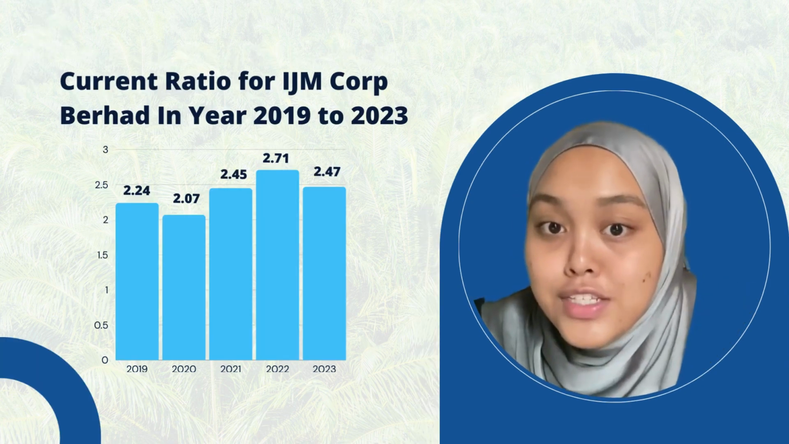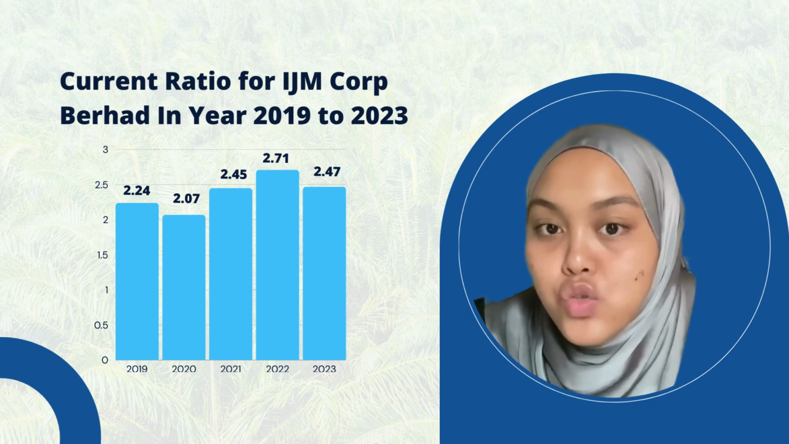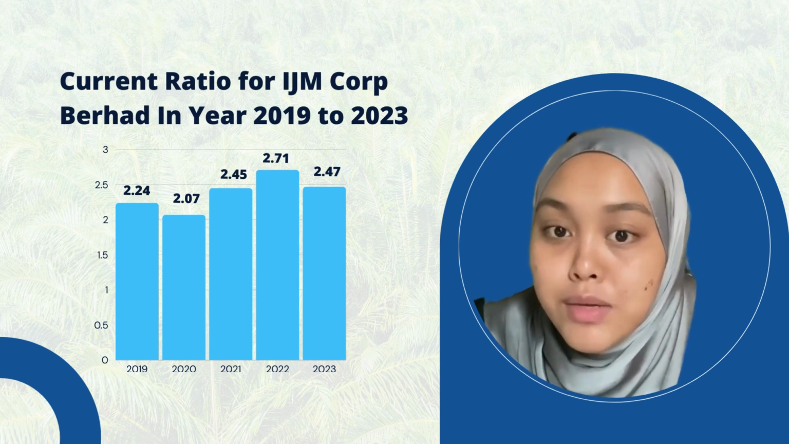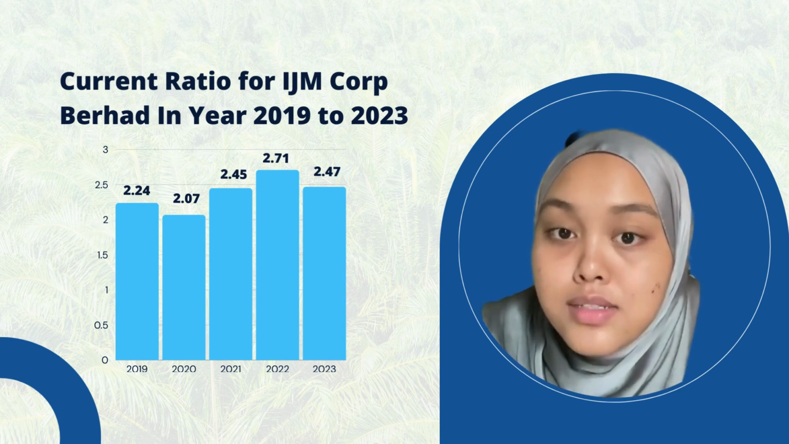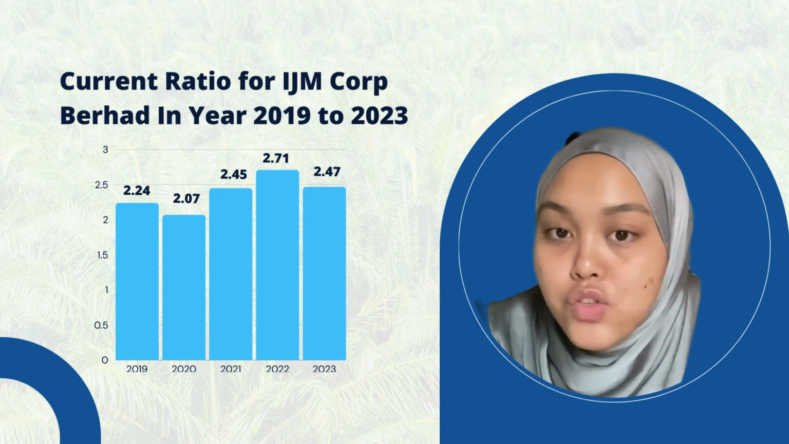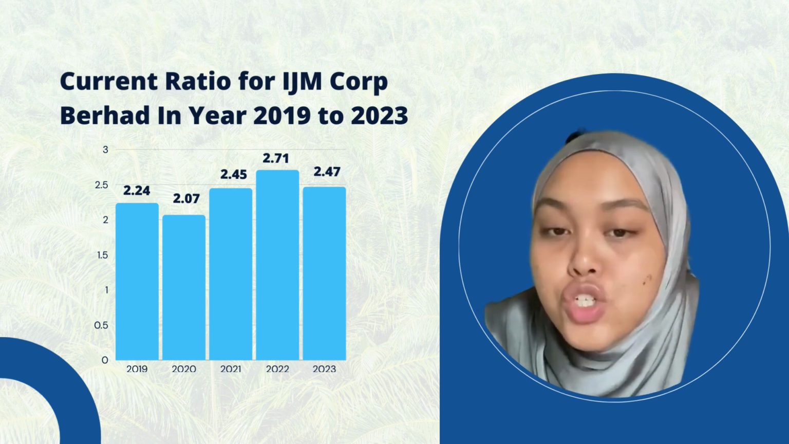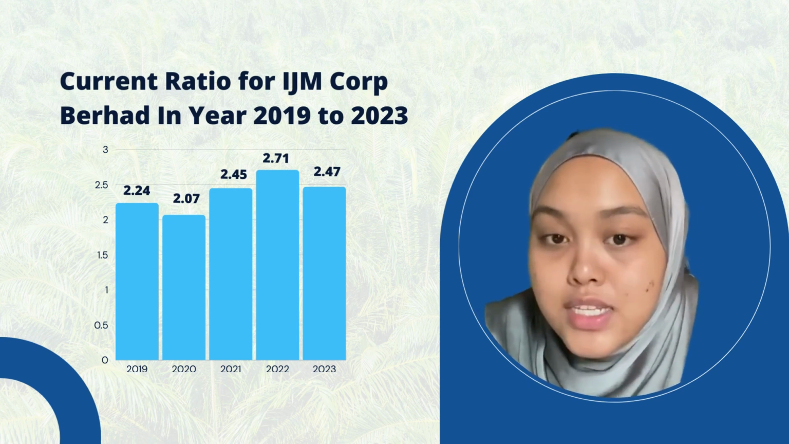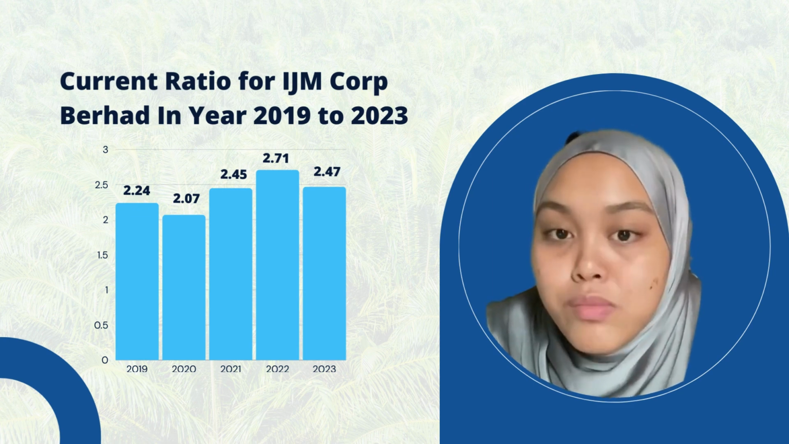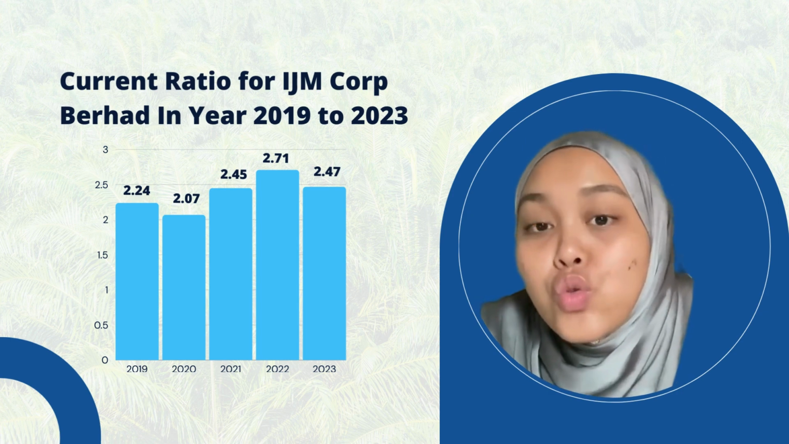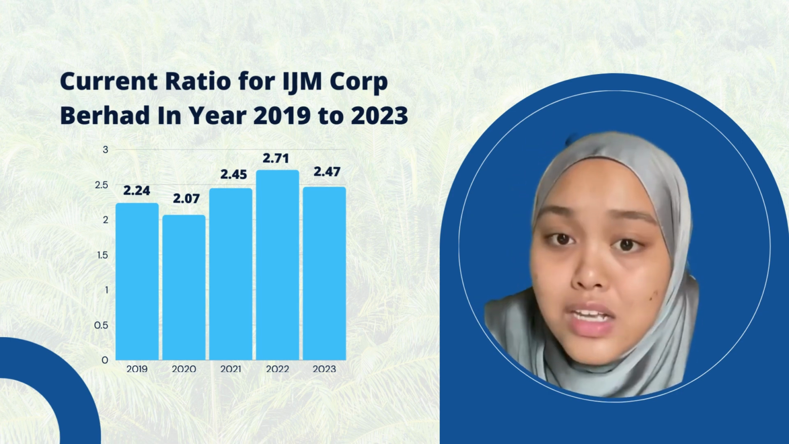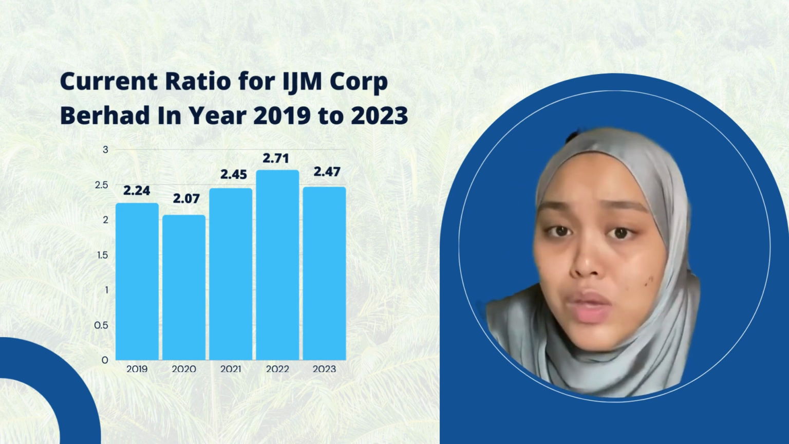Current ratio of IJM Berhad from 2019 to 2023. The ratio of IJM is above 1. That means it's stable. The graph shows the company has higher current assets than current liabilities. From 2019 to 2021, the current ratio increased, which suggests an improved ability to meet short-term obligations during this period. But from 2022 to 2023, it slightly decreased, showing the company's liquidity is slightly weaker.